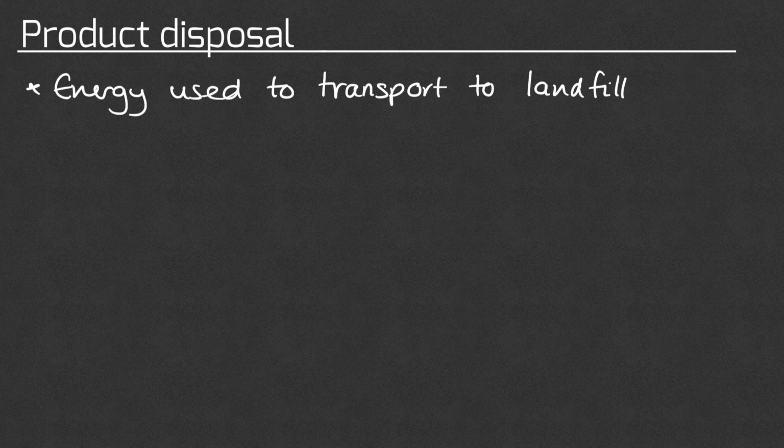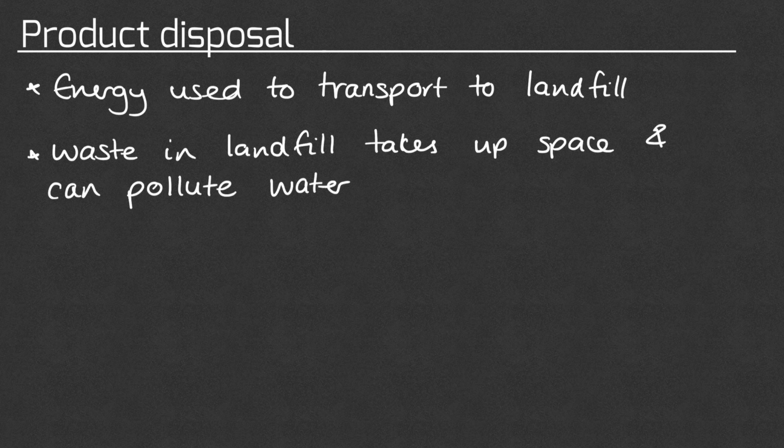Whenever a product is no longer needed, it will be disposed of, and this means we're going to need to use energy to transport it to landfill. And we've already looked at the consequences of using energy in the life cycle of a product. Waste in a landfill can take up a lot of space. Landfill waste can also pollute nearby water sources.